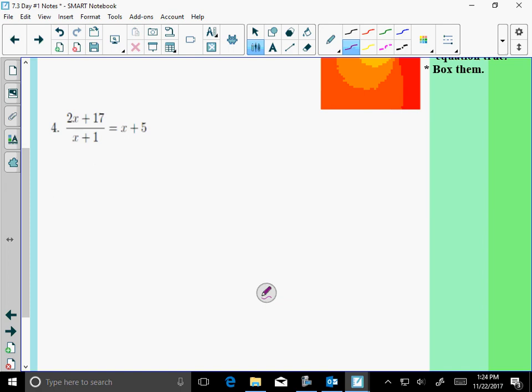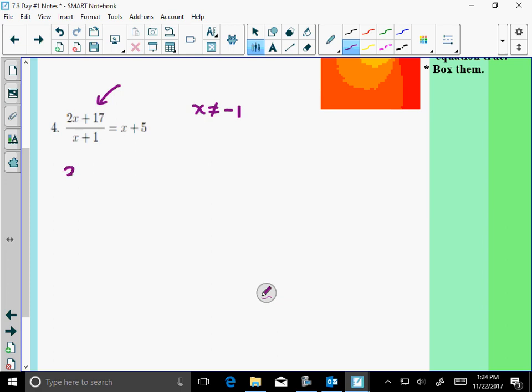Negative 1, correct. So what I want you to do at the very beginning, if you have a rational function like you do over here, is find values that x cannot equal. So if you're tempted to say it's negative 1, it's not. All right, now the next thing I want you to do is cross multiply.